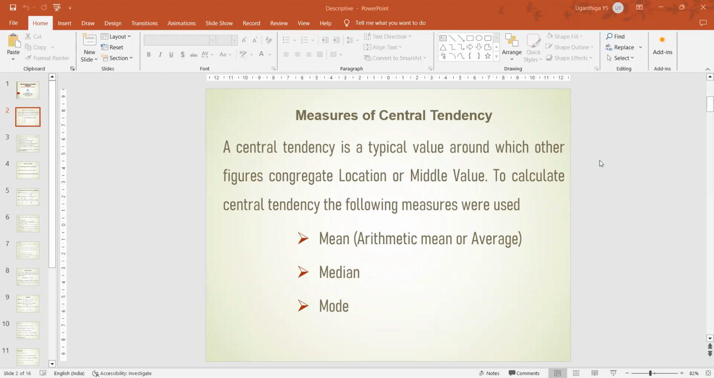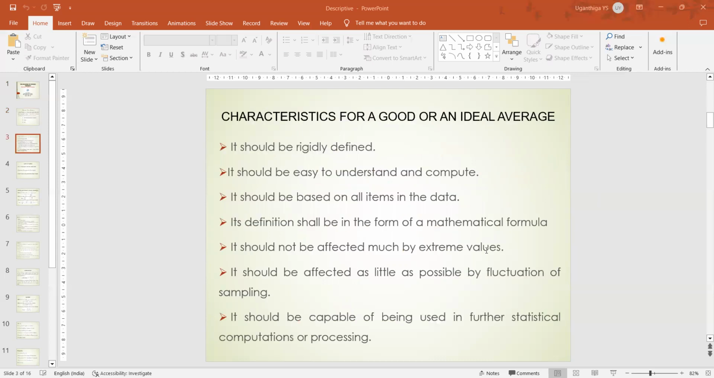To calculate that middle value or central value, we use different types of measures. Here we are going to discuss three different types of measures: mean, median, and mode. Mean, arithmetic mean, and average are all the same. So first, we need to identify which measure is the best or ideal measure. Based on all these characteristics, we consider a particular measure which satisfies all of them as a good or ideal measure.